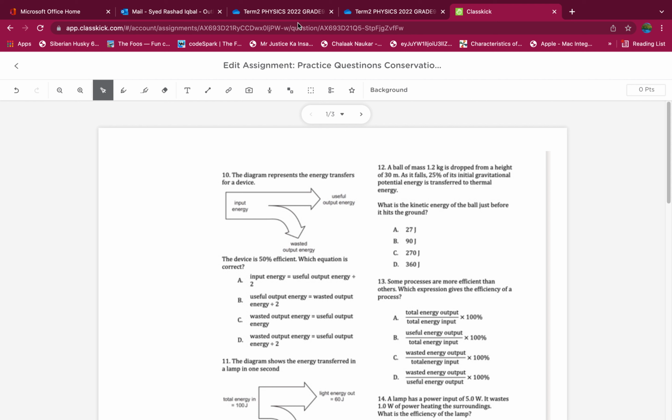In different systems, there is always a dissipation of energy. Almost no machine is available that has an efficiency of 100%. There are only some ideal machines. So we'll solve these questions now.